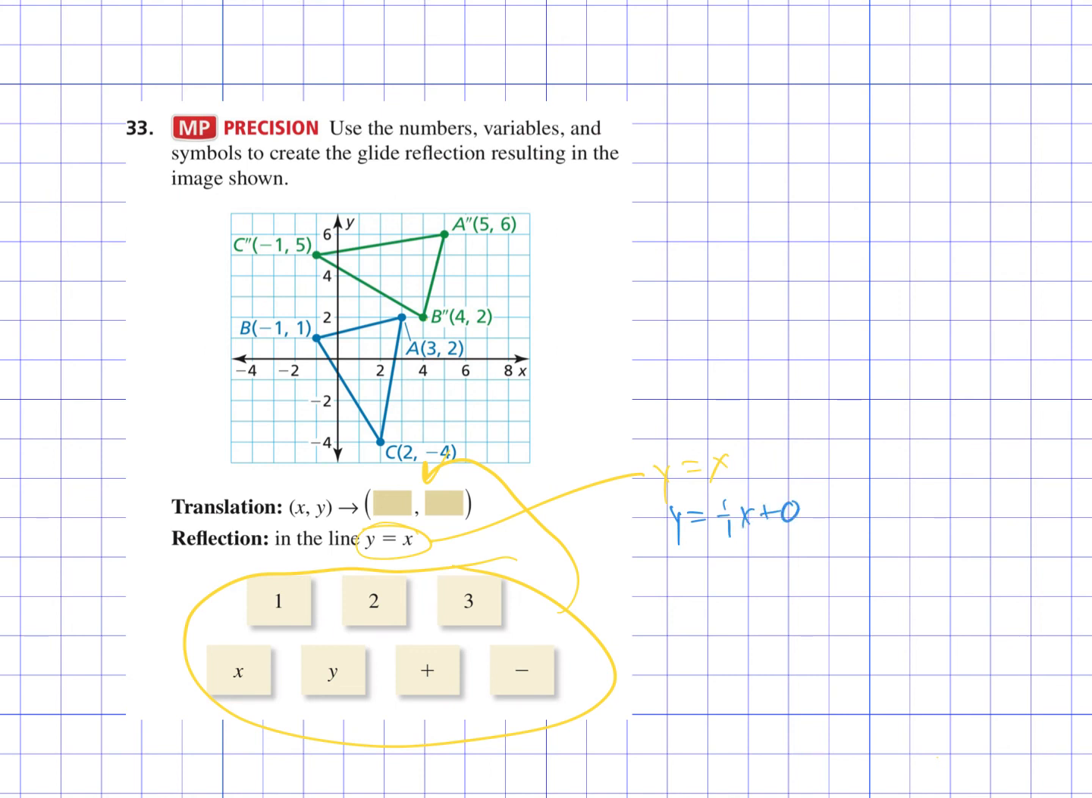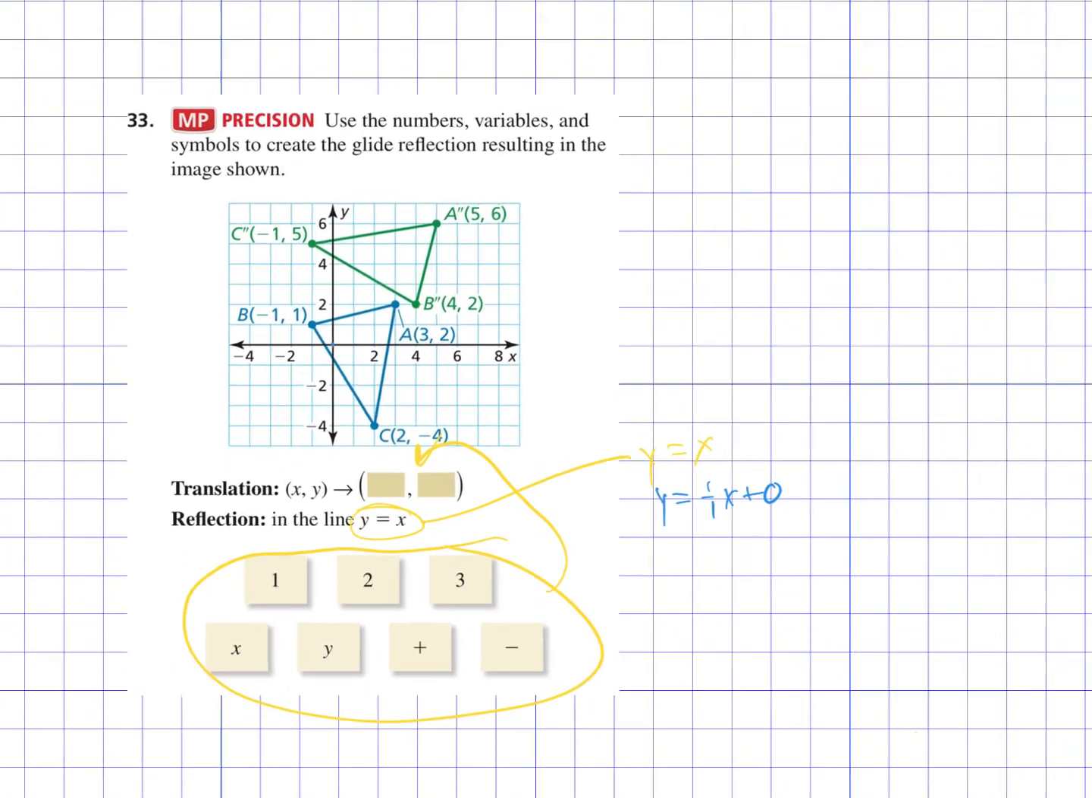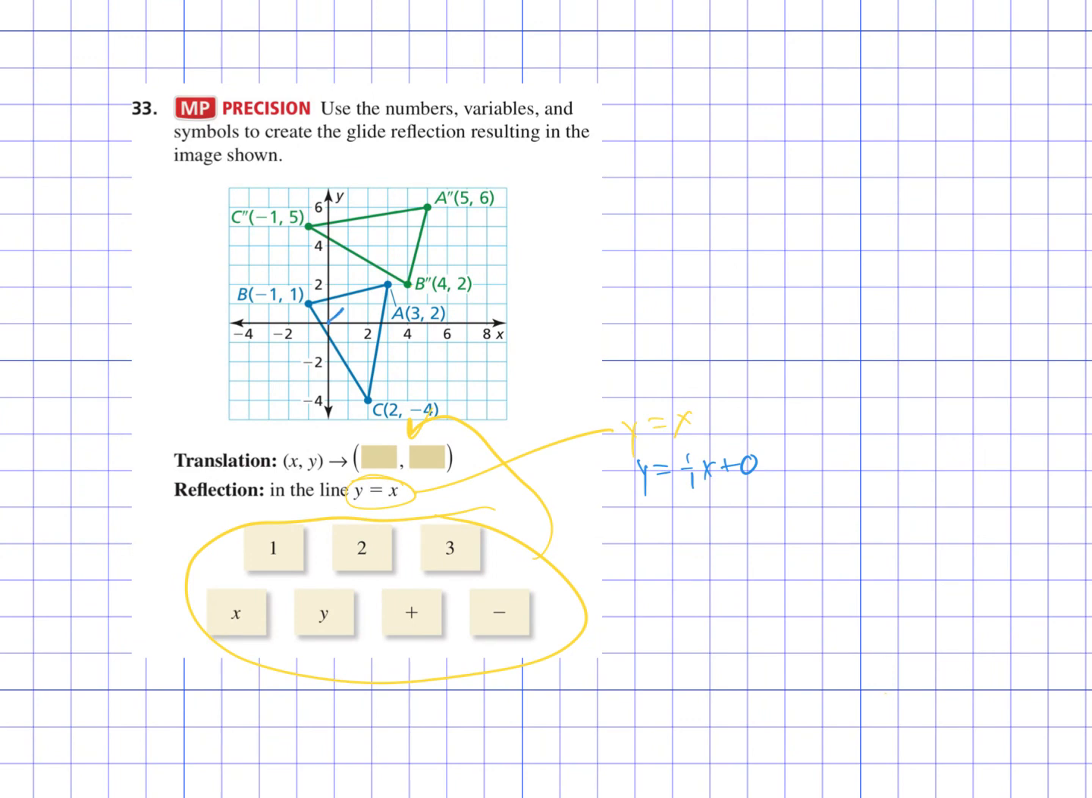So let's draw that line. And if you remember, it starts at 0 and it goes up 1 over 1. So this is the invisible line that B double prime reflected over. I'm talking about B double prime here. So remember, you're going straight into it diagonally across your boxes. So that's one whole box diagonal. So B prime must have been right there.